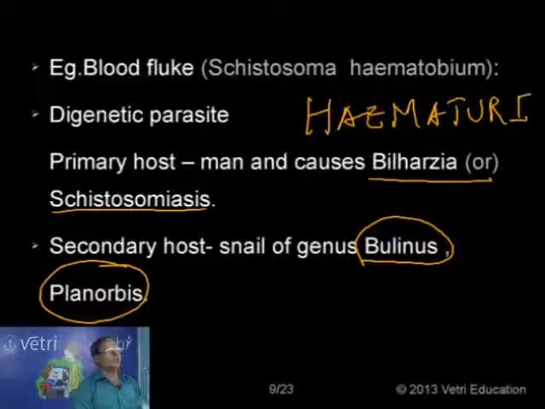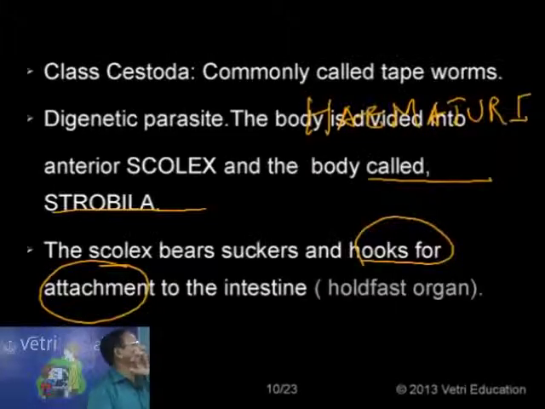The meaning for that one: blood in urine. So when you are infected with this parasite, one of the symptoms of this bilharzia is the elimination of blood along with urine, and that condition is called hematuria. So that is another parasitic form. Both are coming under the class Trematoda.